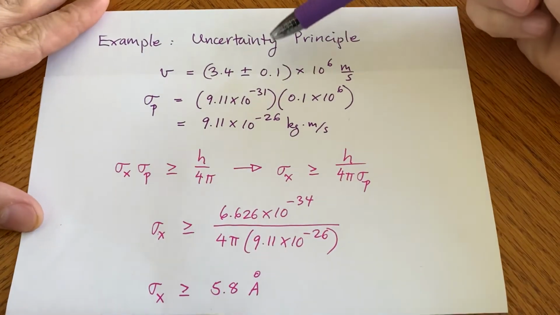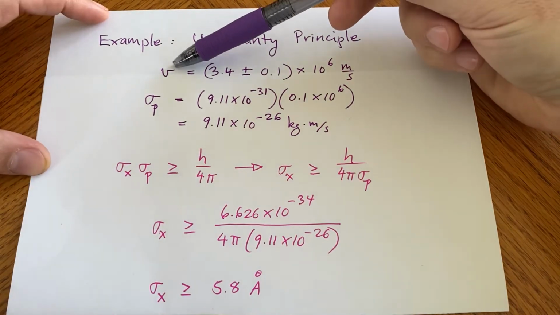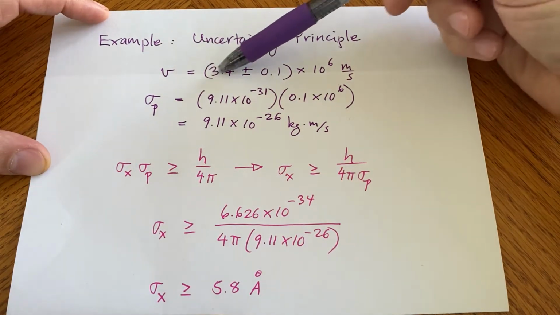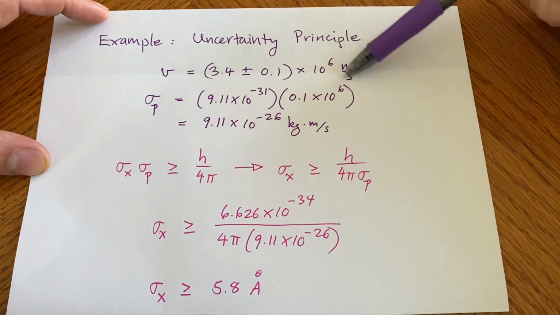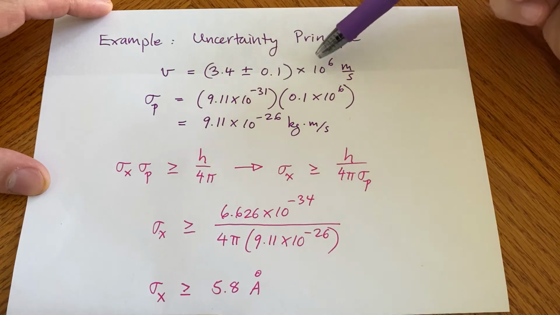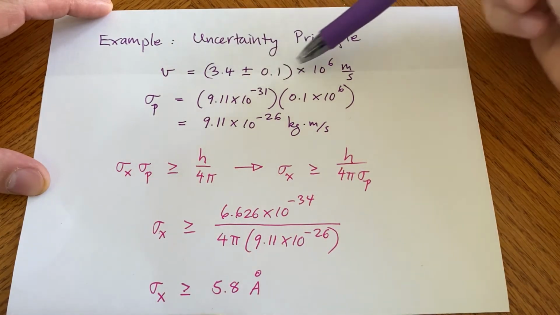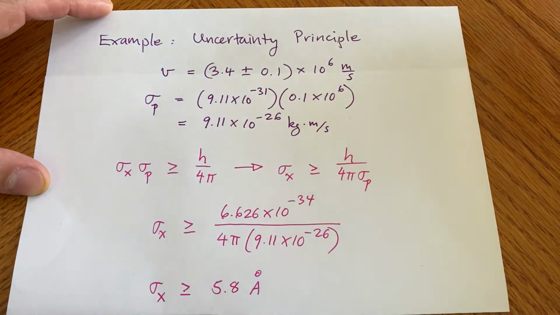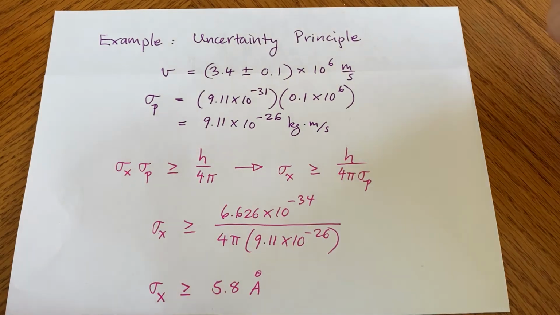So in this case, you've done some sort of experiment and measured the velocity of an electron to be 3.4 plus or minus 0.1 times 10 to the 6 meters per second. So the 0.1 represents our uncertainty in the velocity. So it's 0.1 times 10 to the 6th, otherwise known as 10 to the 5 meters per second. So 100,000 meters per second. We know the velocity within about 100,000 meters per second.